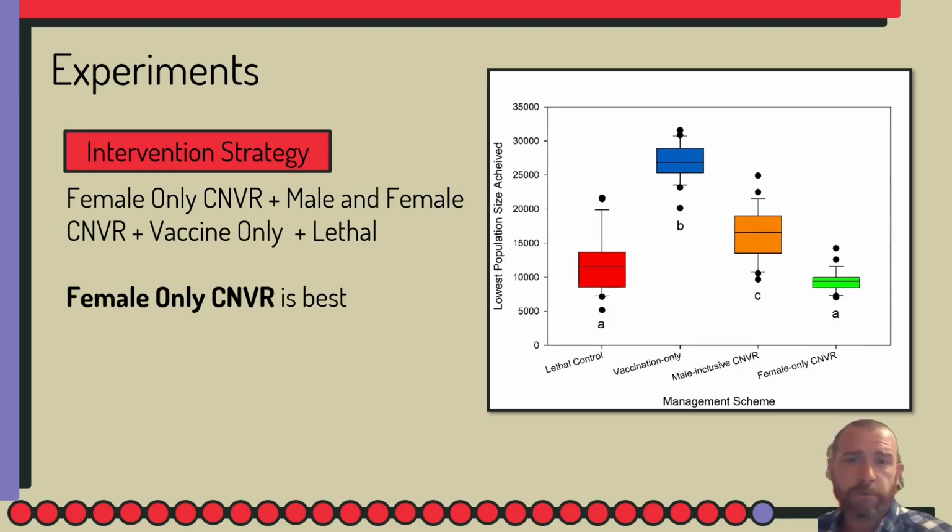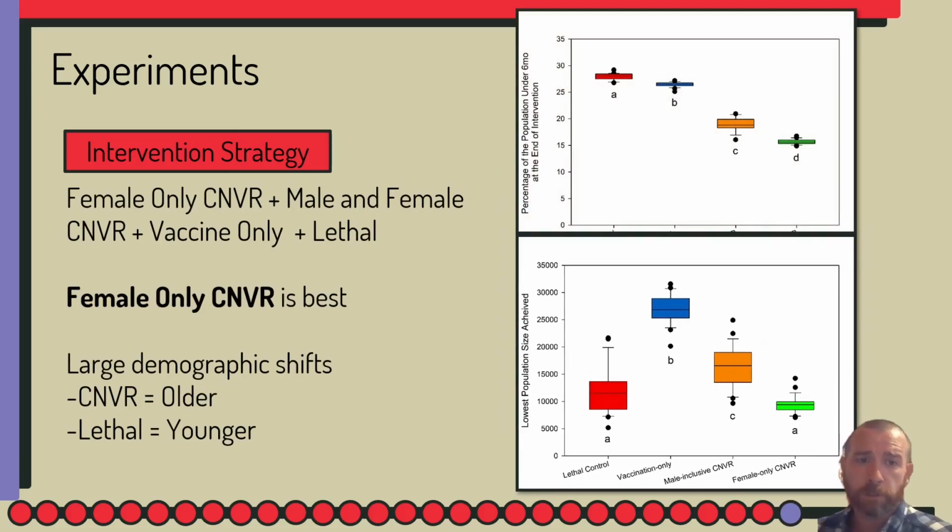Why are we saying that female CNVR is better? Well, when you look at this, it's not only looking at the number of dogs that are in the city, but what is the makeup of those dogs? We actually get a significant increase in overall age when we're doing fertility control programs. The number of dogs that are under 3 years or under 6 months old, or puppies, goes way down for our female-only CNVR. Whereas if we are doing a lethal program, we're actually pushing the puppy distribution up. We're actually having more puppies in the population.